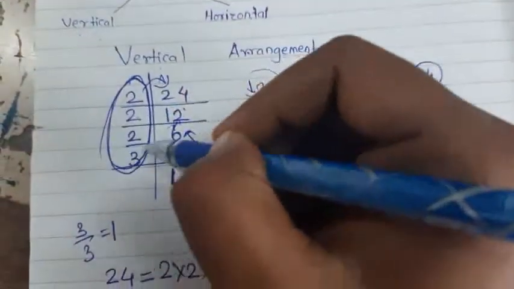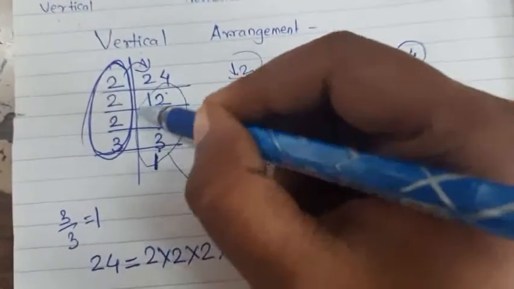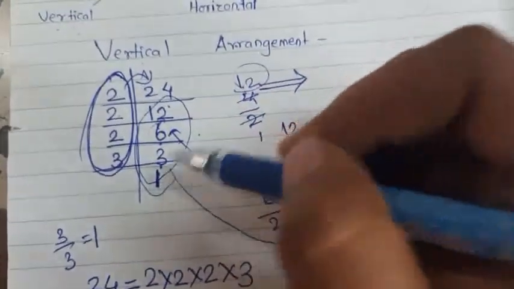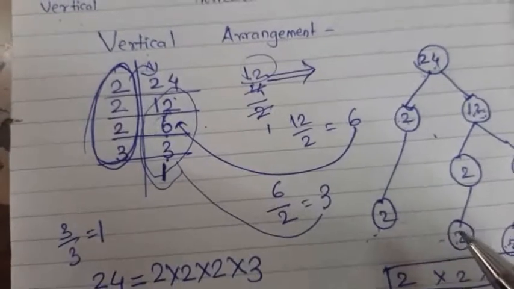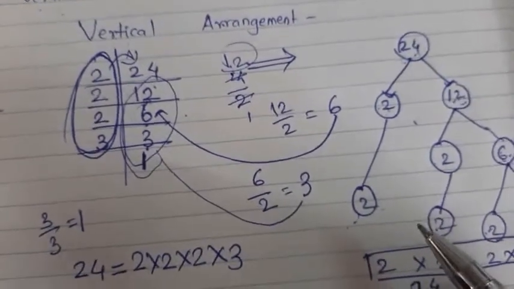Just collect these numbers together. And what are we doing? Here we are writing the quotient. When you do more and more examples, you will learn this step. Next example, suppose 40. We have to find the factors of 40 by vertical arrangement. So for that, what do we have to do? Write the number 40.